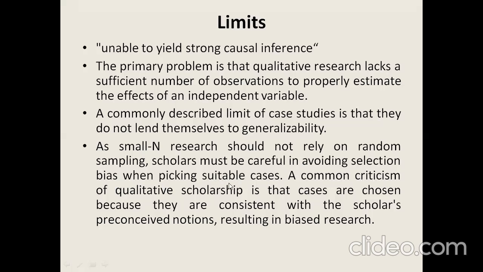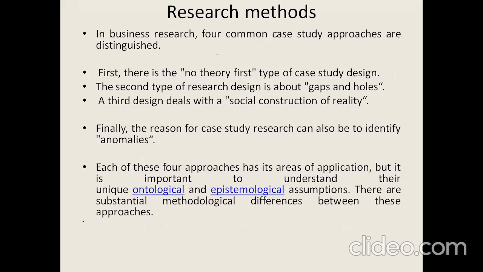A common criticism of qualitative scholarship is that cases are chosen because they are consistent with the scholar's preconceived notions, resulting in biased research. So here what is happening? The selection bias in choosing a suitable case. Whenever you are picking any case, if the number of variables or objects is not sufficient, again you are going to fail, and the research will be biased.